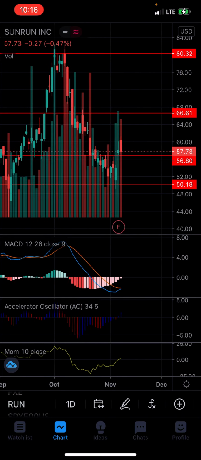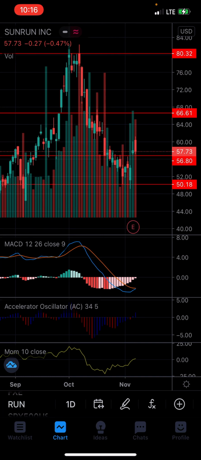I set my price zones, then I look at the MACD. We are about to cross over into bullish territory right now. The MACD is starting to cross over the bullish line. You can see the blue one looks like it's about to cross over, and it also looks like we're about to create a brand new green bullish candle on the upside.